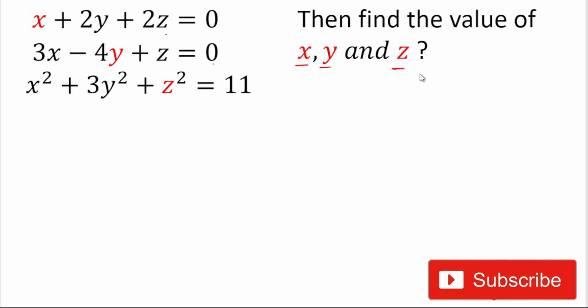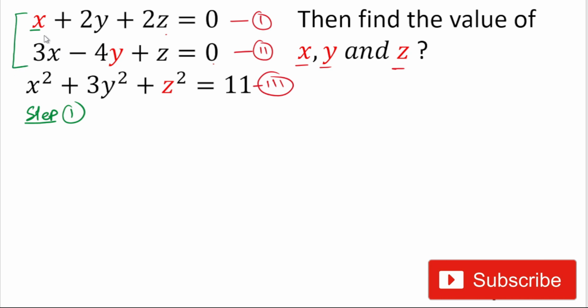Let's start the video. For solving this problem, we'll call this equation 1, this one equation 2 and the last one equation 3. Our first step will be to find the values of x, y and z from equations 1 and 2 after eliminating one variable. Here we'll eliminate z from equations 1 and 2.